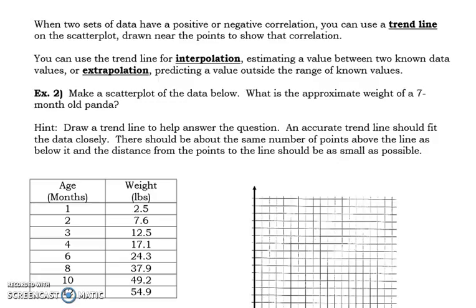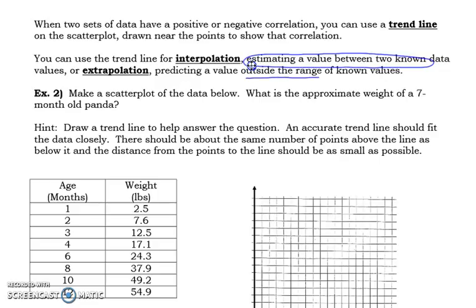Interpolation means you're estimating a value between two known data values. So if I know, for example, the age in months, I jump from 6 to 8. If I wanted to know what 7 months would be, I would interpolate. And extrapolate means you're predicting a value outside the range.